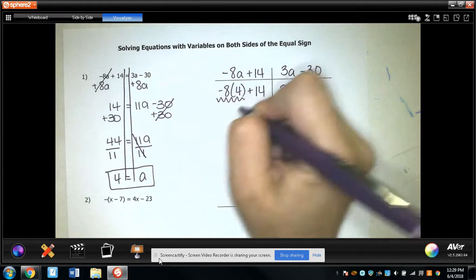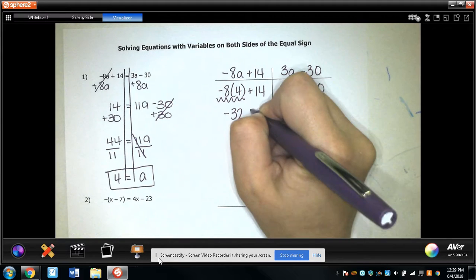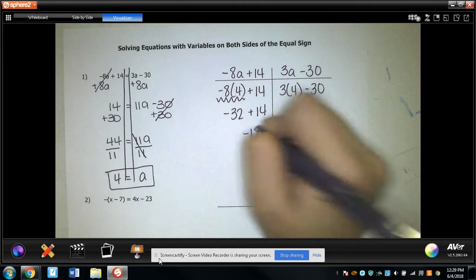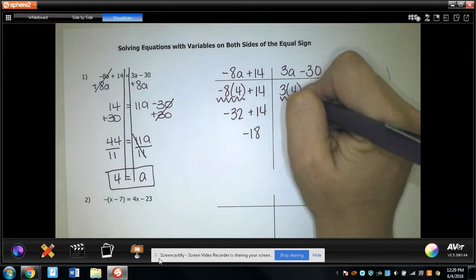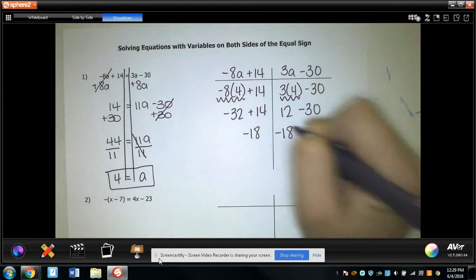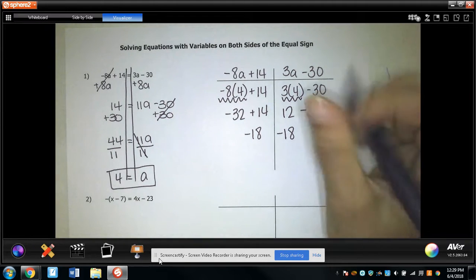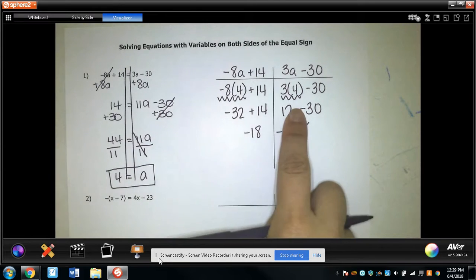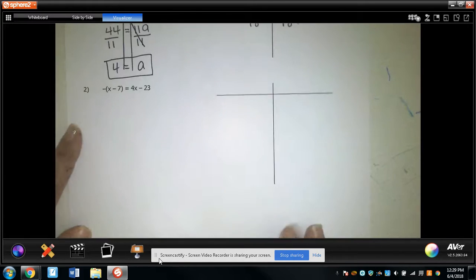Negative 8 times 4 is negative 32 plus 14. Negative 32 plus 14 is negative 18. 3 times 4 is 12. 12 minus 30 is negative 18. So since I got the same value on both sides of my check, this answer is correct. So let's try the next one.